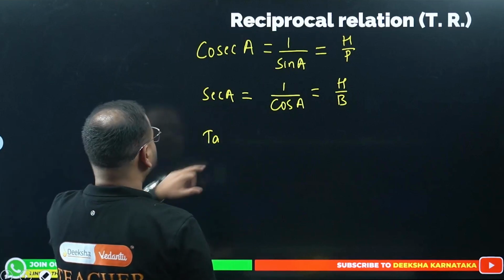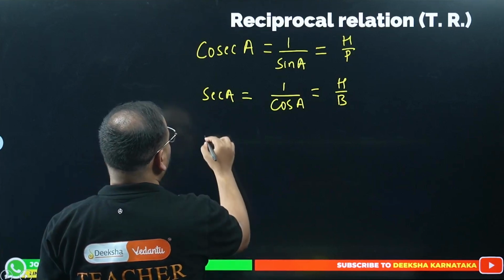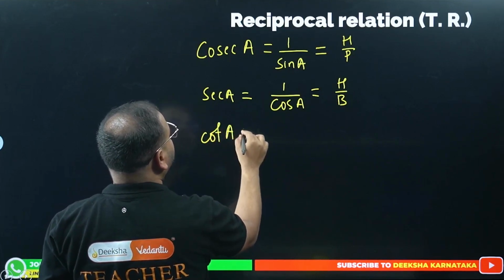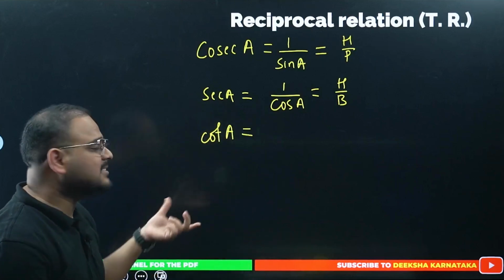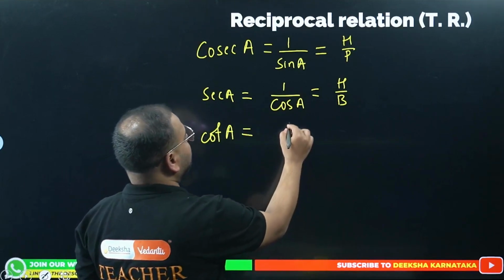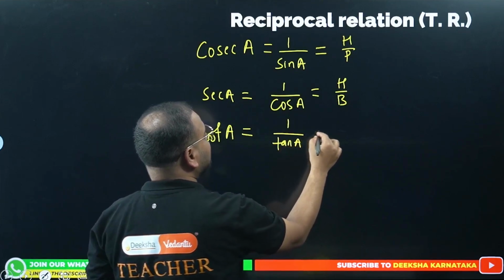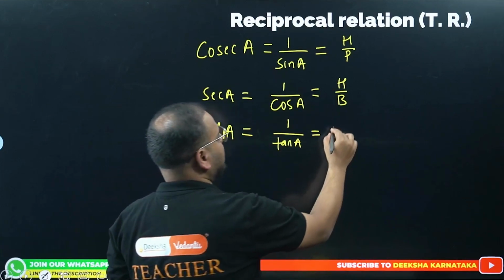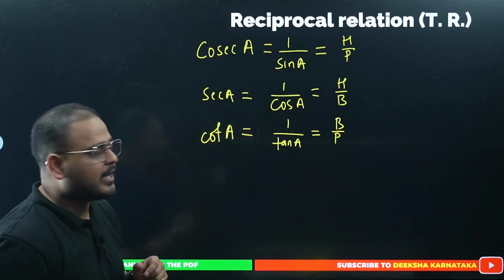My bad. Relation with tan A. It's not tan, no. It will be something different. And what is that? It's called cotangent, or cot A in short. As an abbreviation, we write cotangent as cot. It is given by the reciprocal of tan A. What is that going to be? P by B was tan A, so it will become B by P.